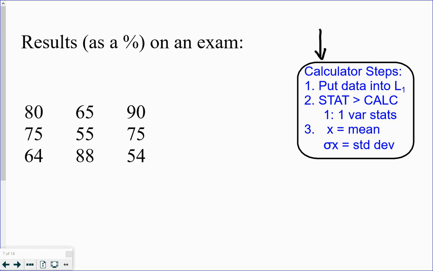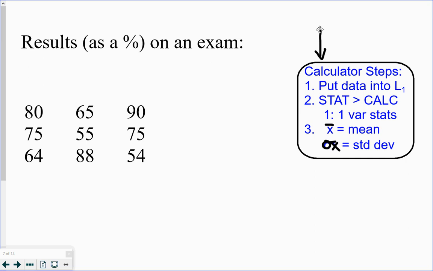Okay, so we're going to enter these exam marks into our calculator, and the calculator will tell us the mean and the standard deviation. So the mean on the calculator is shown as an X with a bar over the top, and the standard deviation is shown as a sigma with an X beside it.